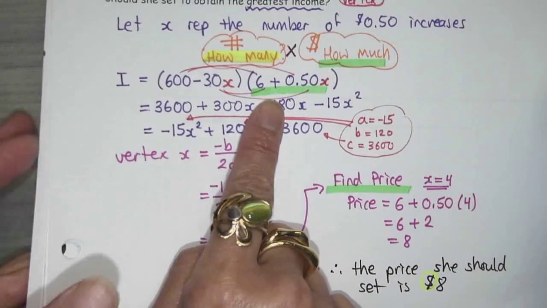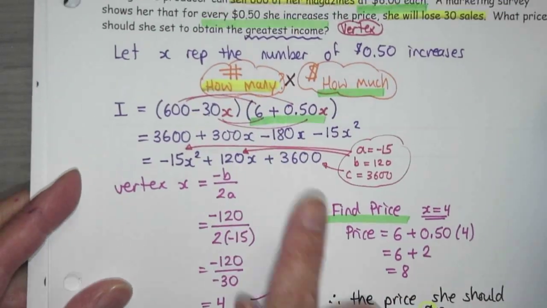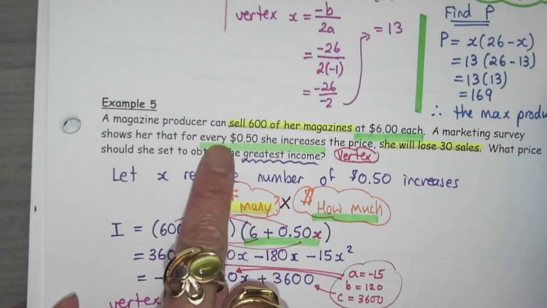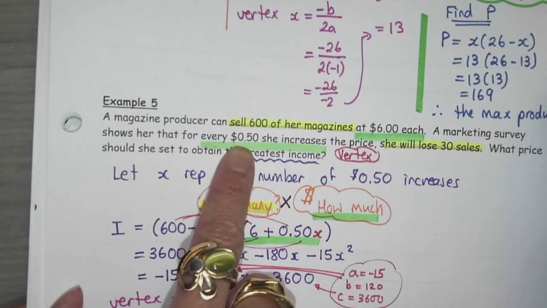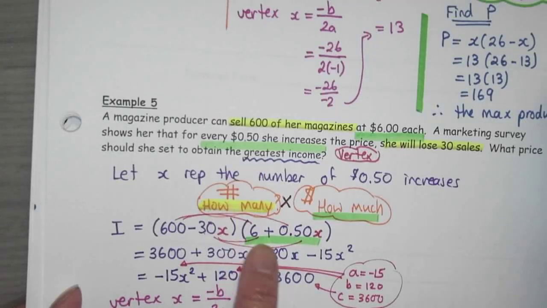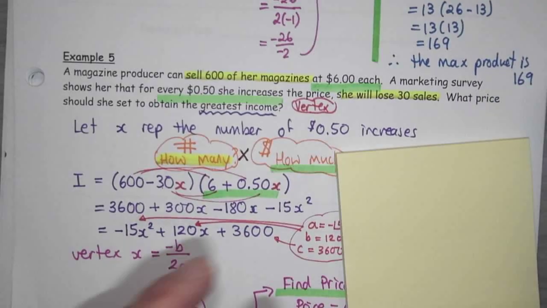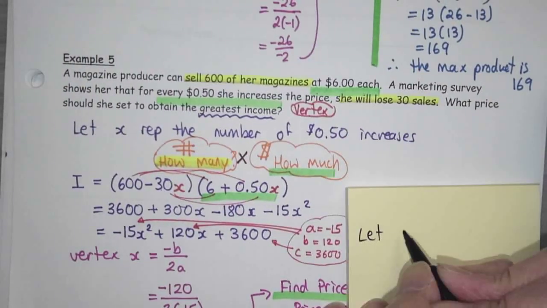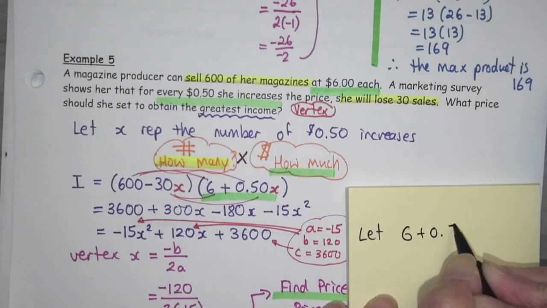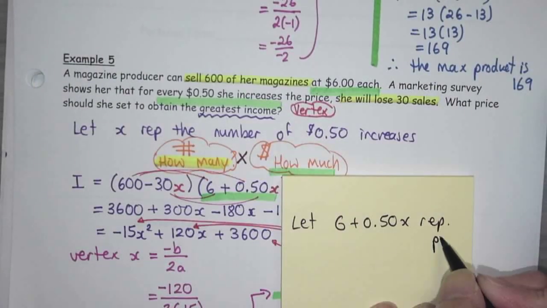The price? We go back to the words. How do we know that this represents price? We made up the equation, right? So I grabbed these two underlined parts here, $6 at 50-cent increase. So that part there is the price. Some people write a let statement, and they actually state that. It's just more writing. You can say let 6 plus 0.5x represent the price.